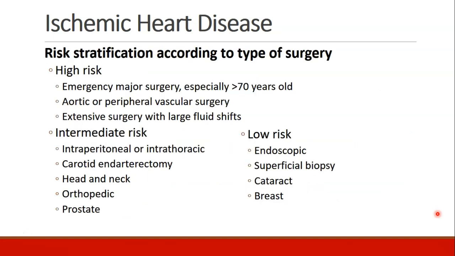Now we've talked about how to stratify different patients based on their risk. We also need to stratify based on the risk that the surgery carries. Some surgeries are high risk, like emergency major surgeries, and that's especially true in elderly patients over the age of 70. Aortic or other peripheral vascular surgeries, any extensive surgery with large fluid shifts, these are all high-risk surgeries.